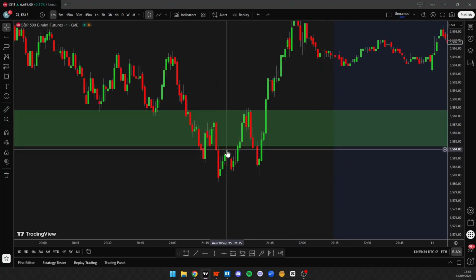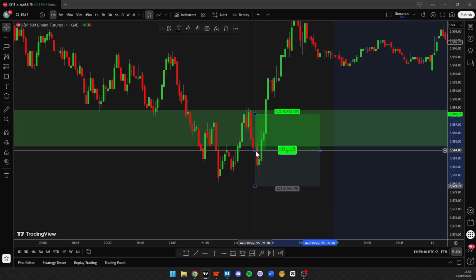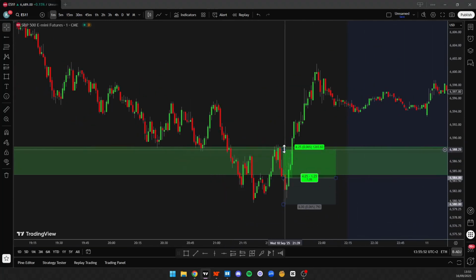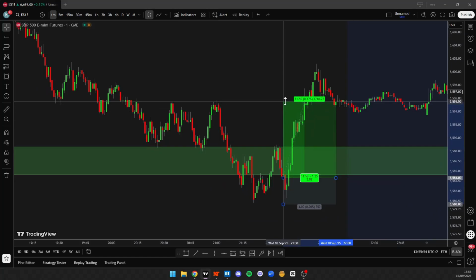And then you have structure right here. And then you can enter on the retest of this once you see, using order flow tools like I do, using the book map, you can see maybe trapped sellers turn into aggressive buyers, and then you can enter right here with stop loss below these lows, maybe like 4 points. And yes, in this case there was a little bit of drawdown, but that's just part of it. And then you can target these highs or the next highs.